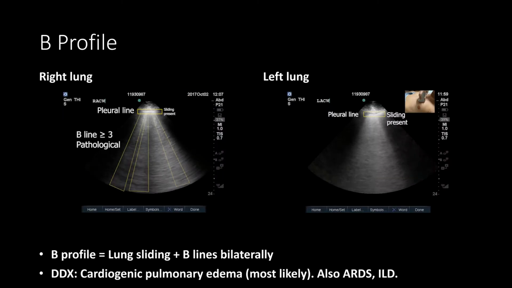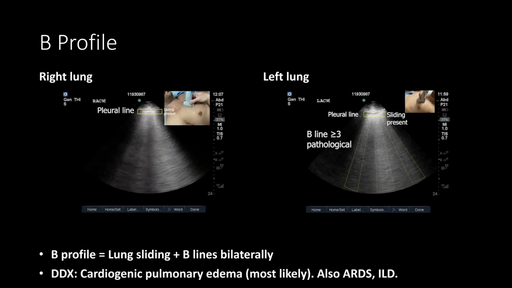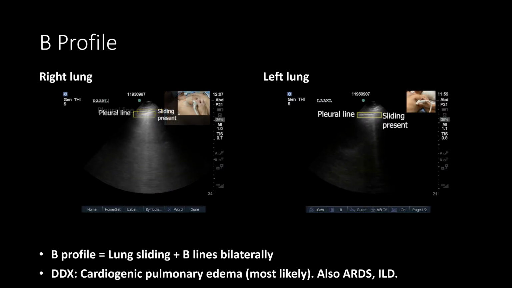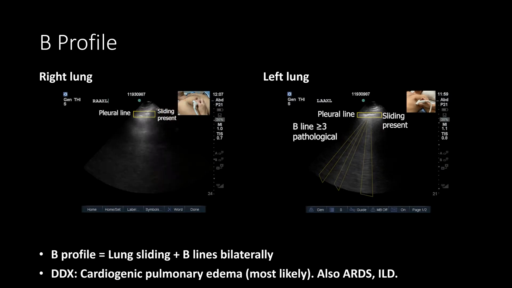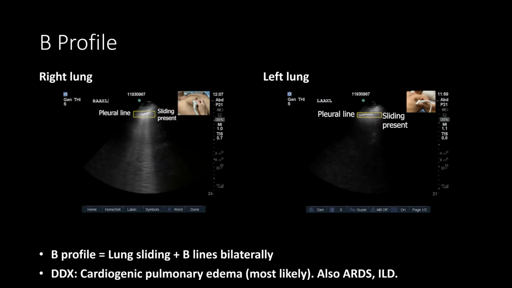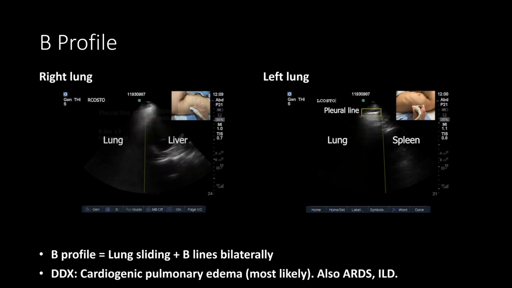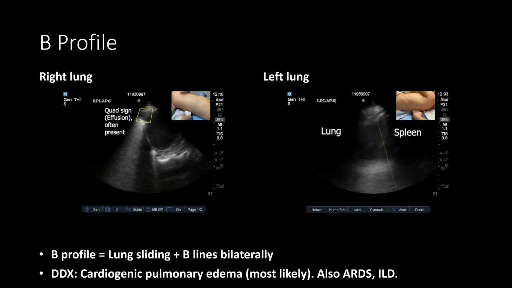Next is the B profile. In this we can see there is lung sliding in both sides of the chest on the left and right, and there are clear B lines diffusely throughout both sides. In this case, the B profile is most consistent with cardiogenic pulmonary edema.